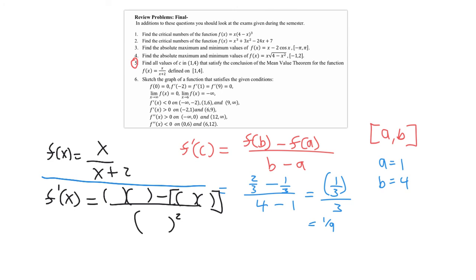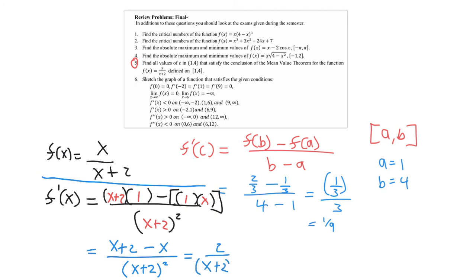What belongs inside the parentheses on the bottom? Well, that would be the original denominator. Then we bring it immediately up here. Then we multiply that times the derivative of the numerator, which is 1. Then we have the derivative of the denominator, which is 1, times the original numerator, which is x. So then, simplifying further, that would become x plus 2 minus x all over x plus 2 squared, and that becomes 2 over x plus 2 squared.